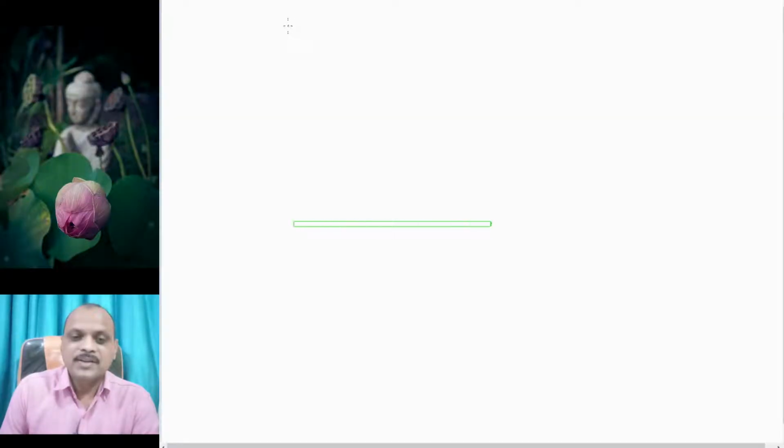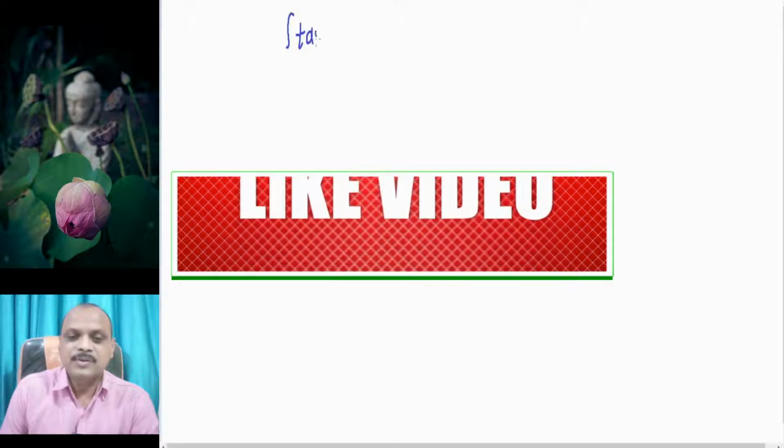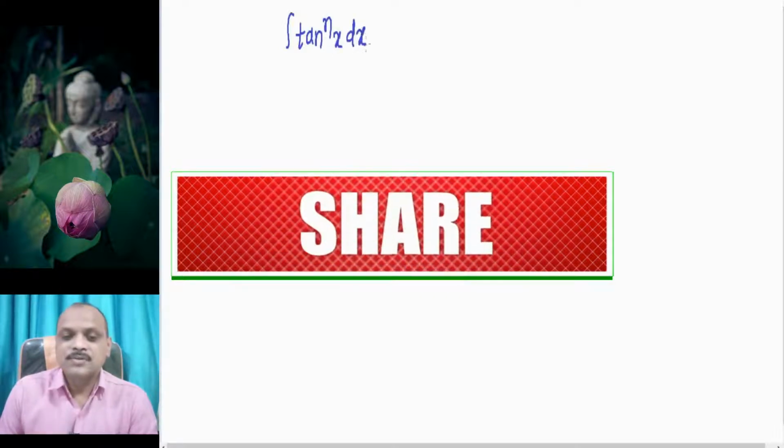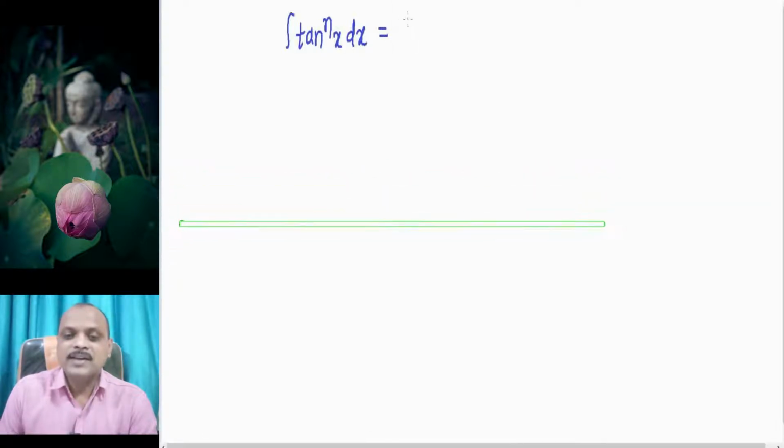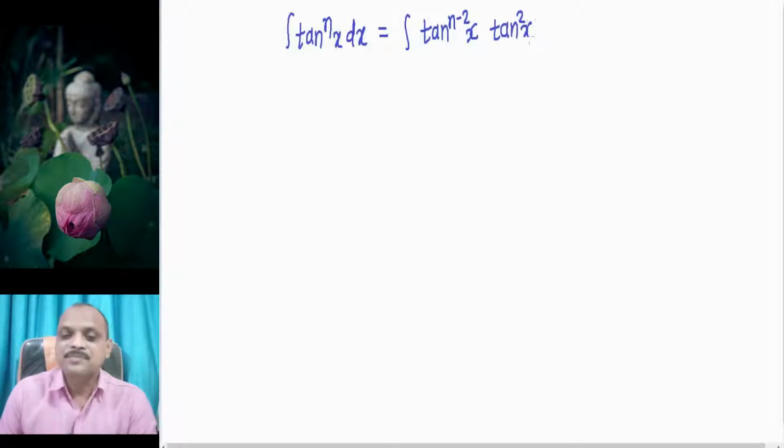Welcome friends. In this video we will derive another reduction formula regarding the transcendental function, and in particular we consider integration of tan raised to n x into dx. As usual, we write this term as tan raised to n minus 2 x into tan square x into dx.